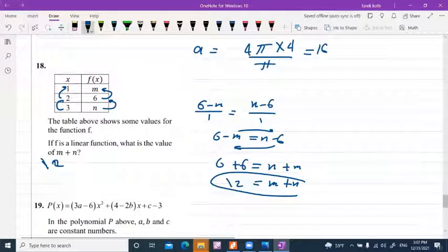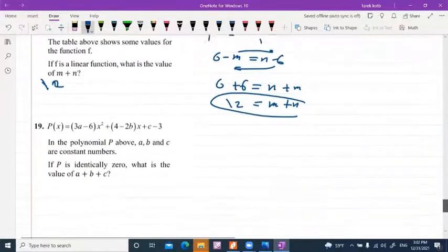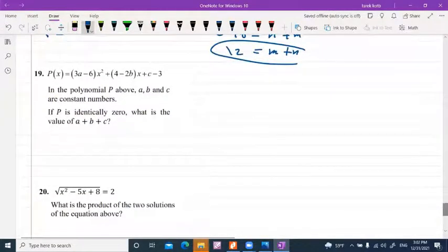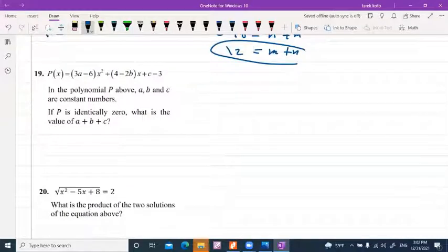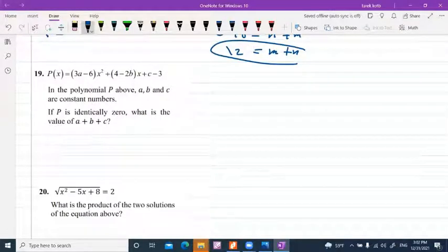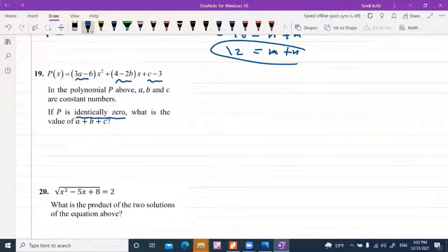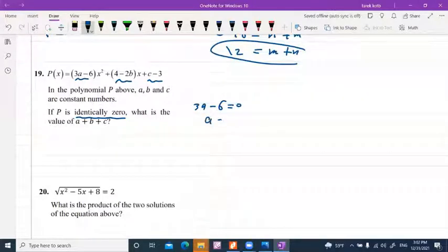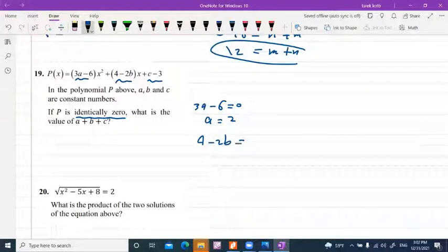Number 19. In the polynomial p above, a, b, and c are constants. If p is identically 0, identically 0 means the coefficient of x squared equals 0, the coefficient of x equals 0, and the c coefficient equals 0. That means that 3a minus 6 equals 0. From here you can get a equals 2. And 4 minus 2b equals 0 also. So b equals 2 also, because you will take this to the other side.